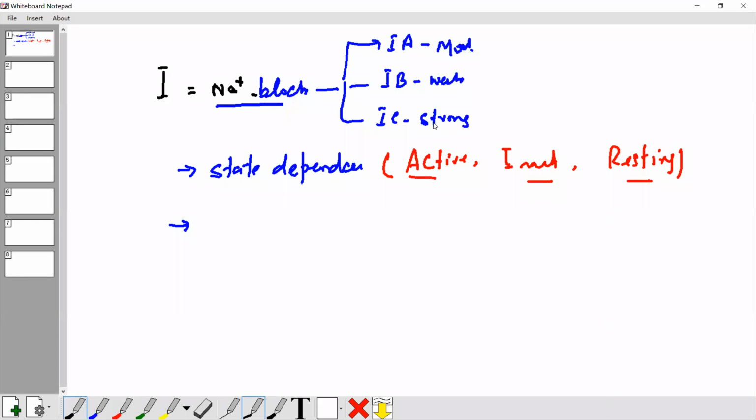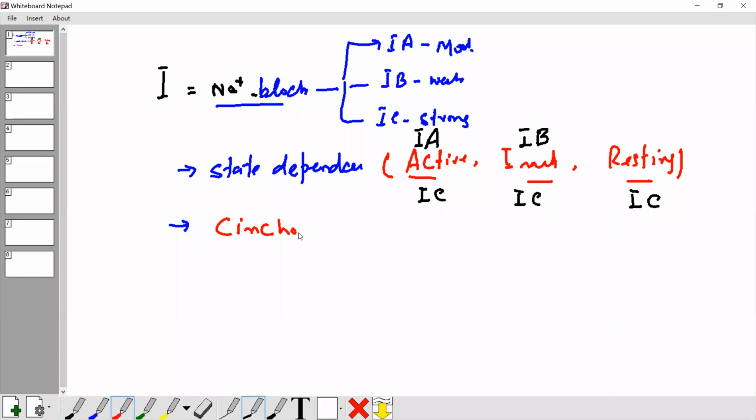Okay. For the active gate, 1A. For the inactive gate, 1B. How about 1C? 1C can block all gates. Understand? And what do you think about cinchonism?